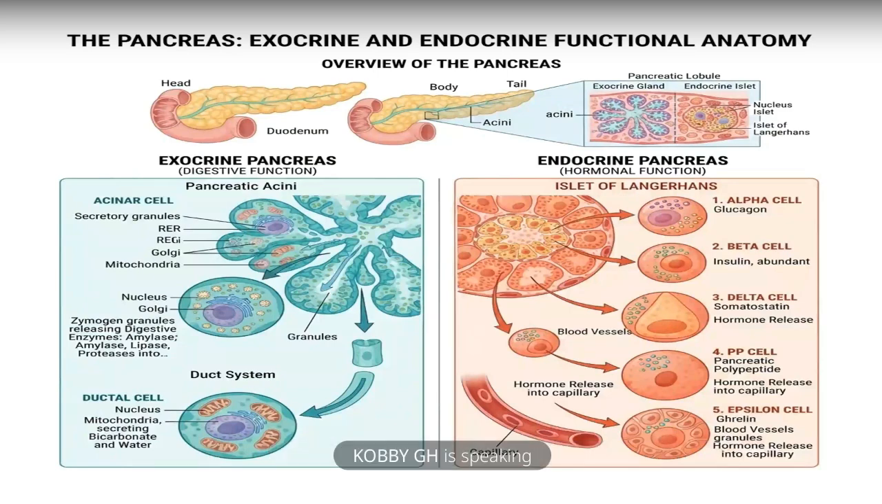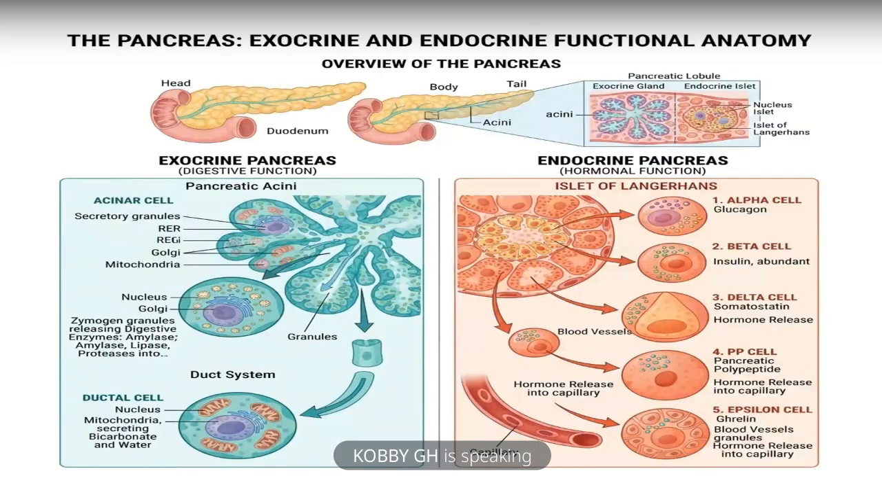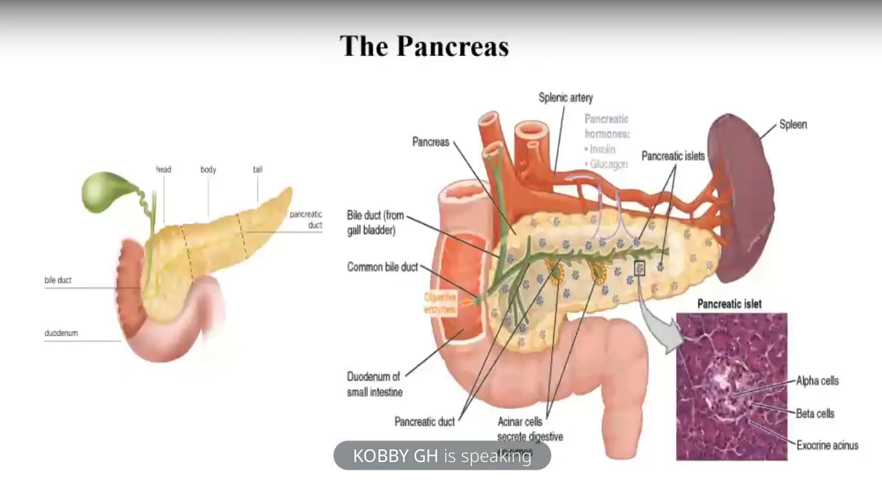So the key thing I want you to learn with the pancreas is that another name for the endocrine pancreas is islets of Langerhans. In the endocrine pancreas, the cells are only 5: 1, 2, 3, 4, 5.